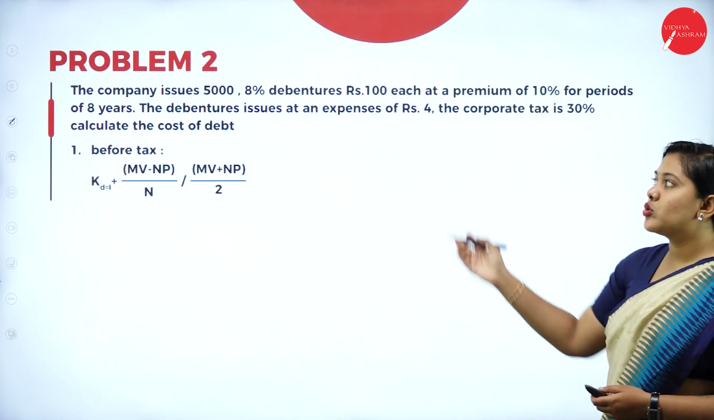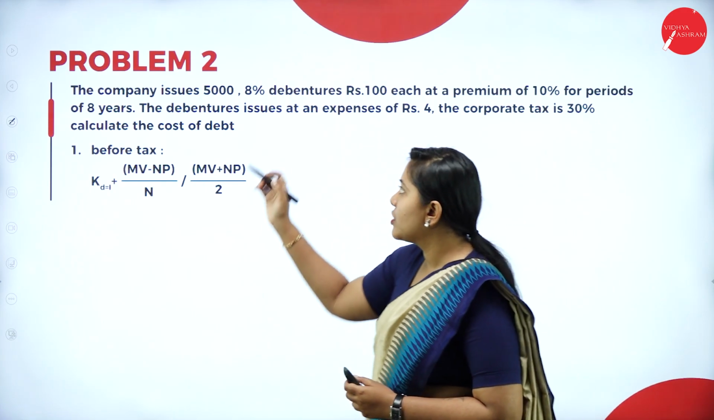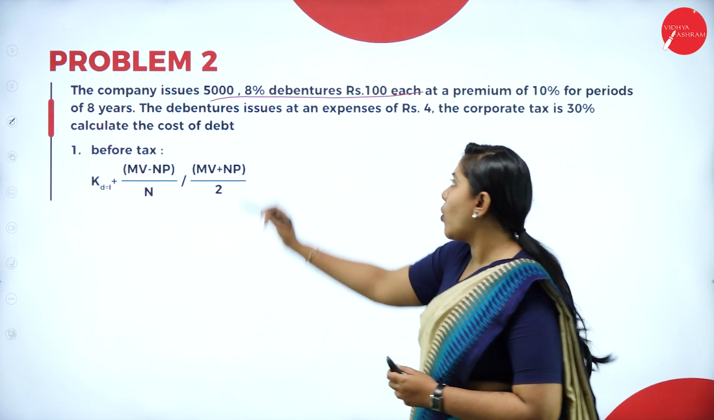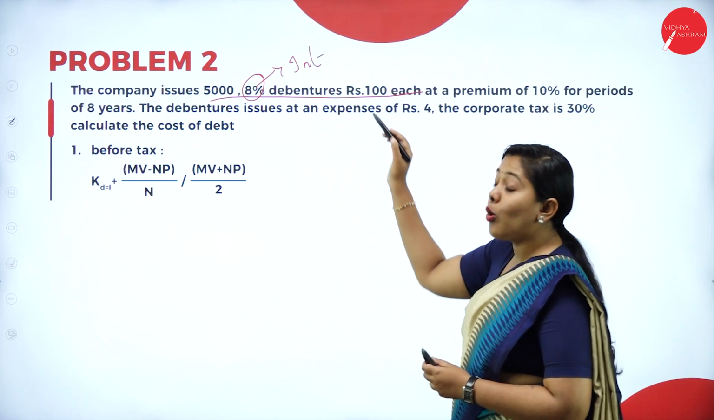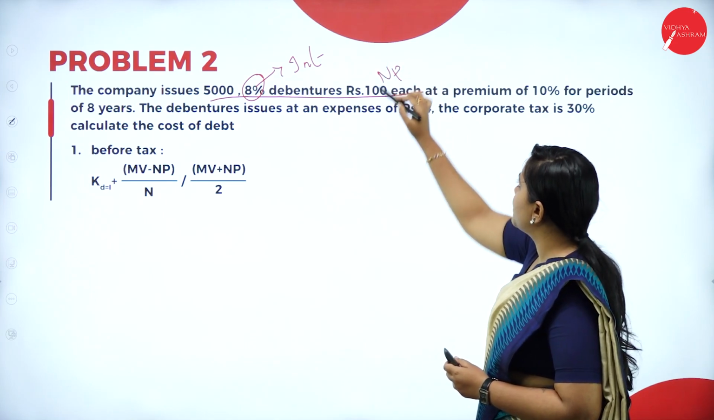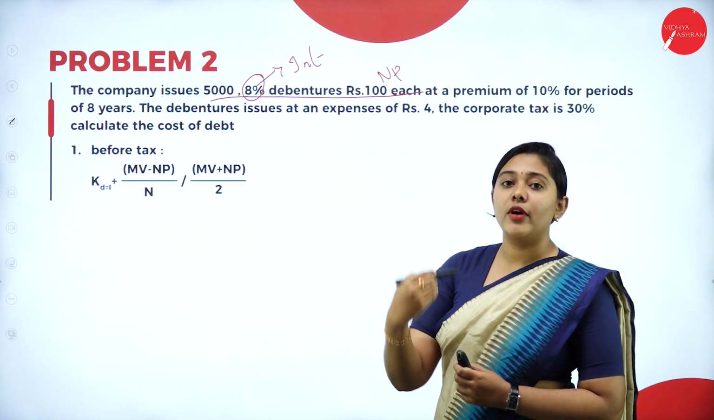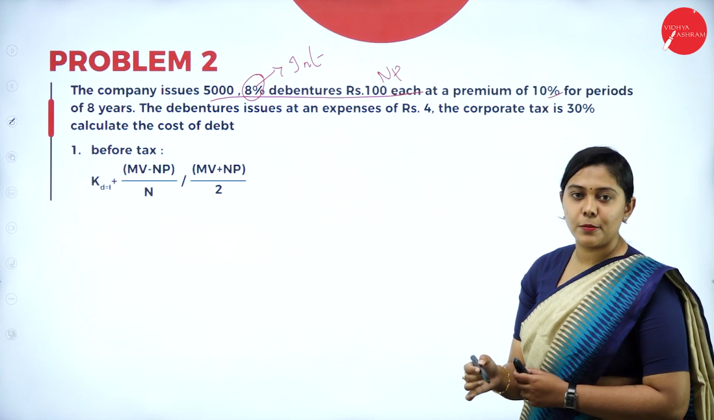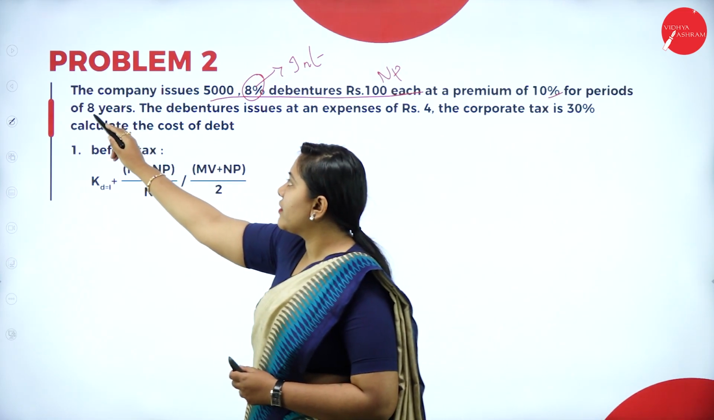So let us look into another problem for your more understanding. The company issues 5,000 8% debentures. What is this 8%? 8% is the interest for how many rupees? For 100 rupees each. Net proceeds at a premium of 10%. So while issuing, they have issued at how many percent premium? 10% is the premium for a period of 8 years. So number of years is also given, 8 years.